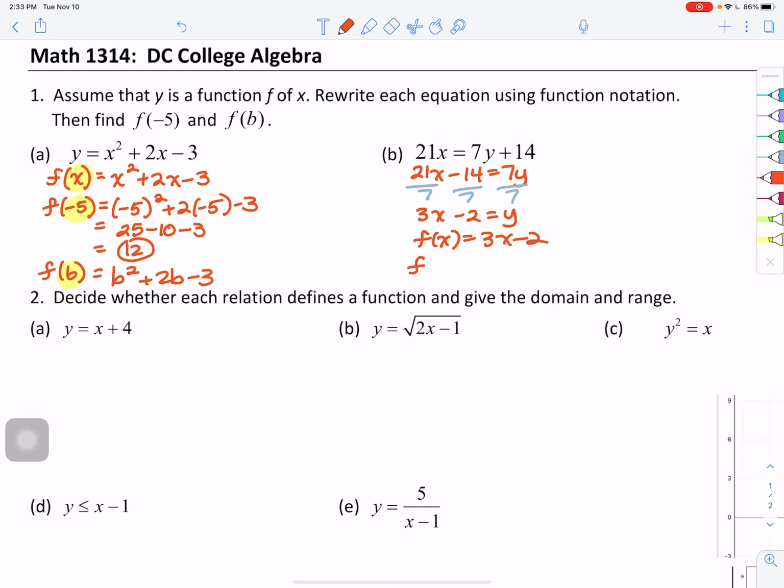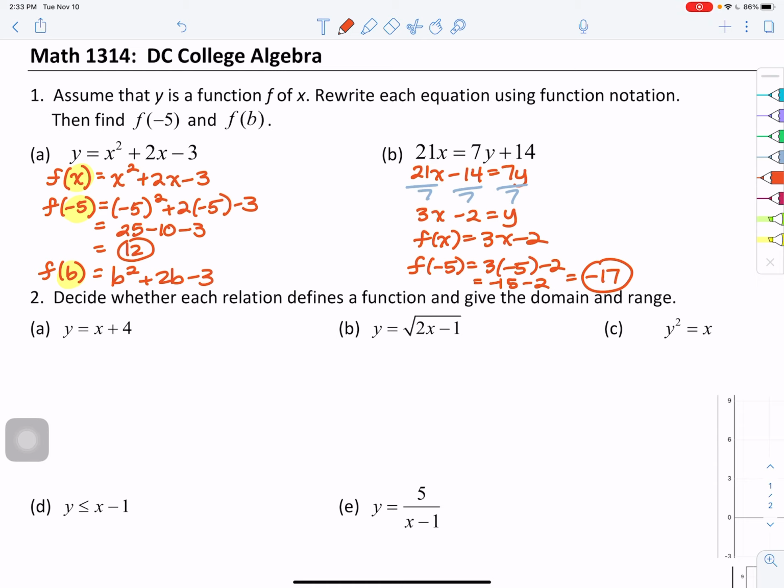Okay, let's go ahead and find f of negative 5. It's 3 times negative 5 minus 2. That's negative 15 minus 2. And that's equal to negative 17.